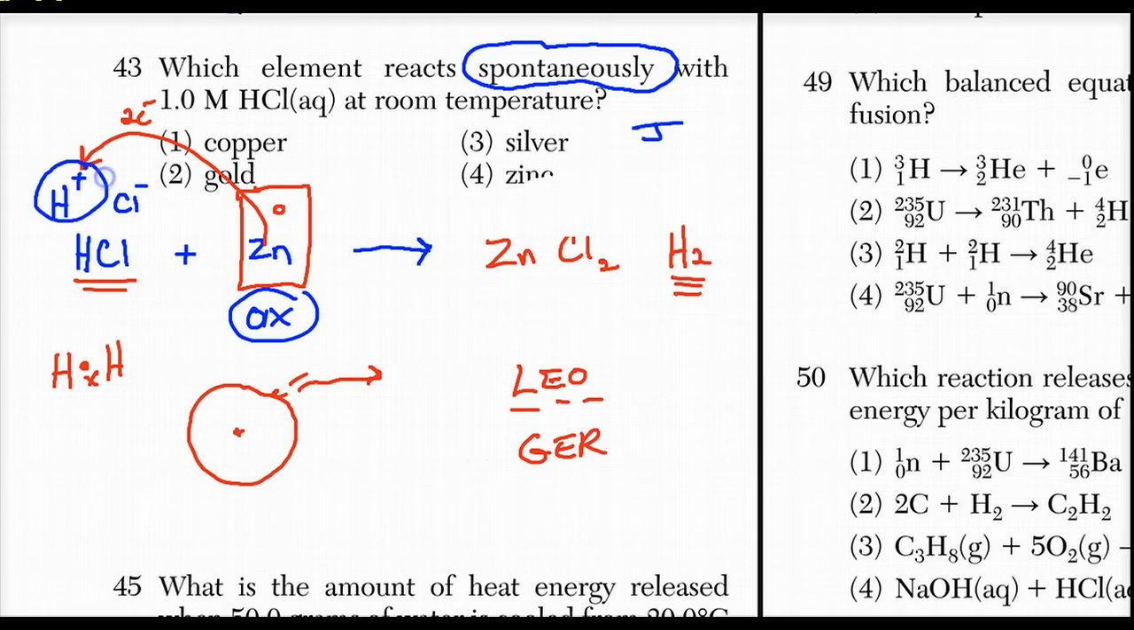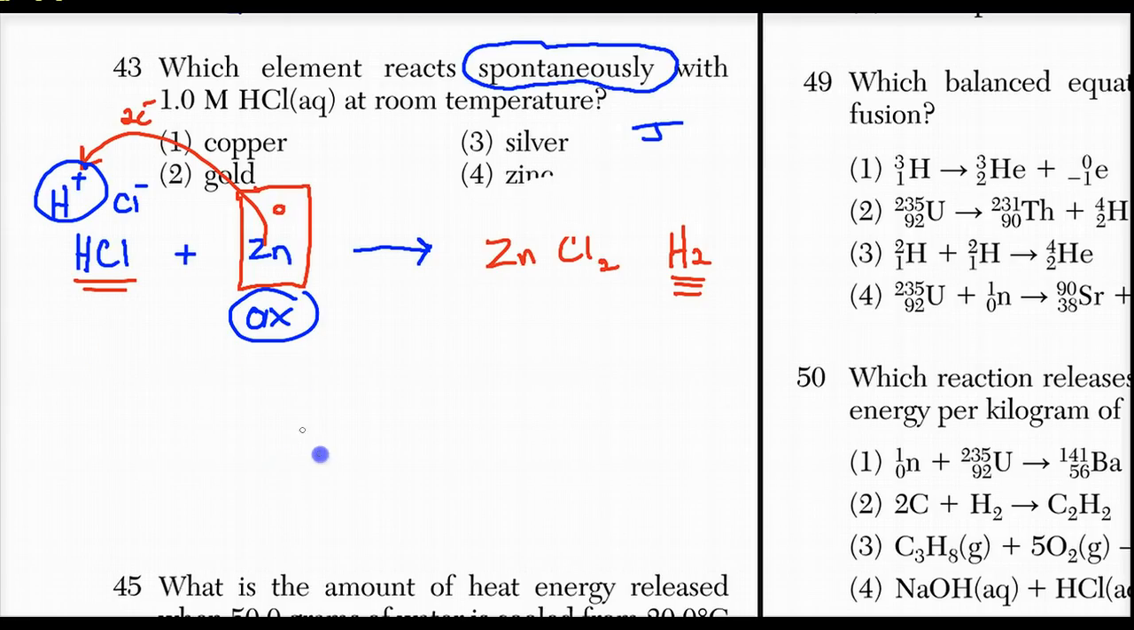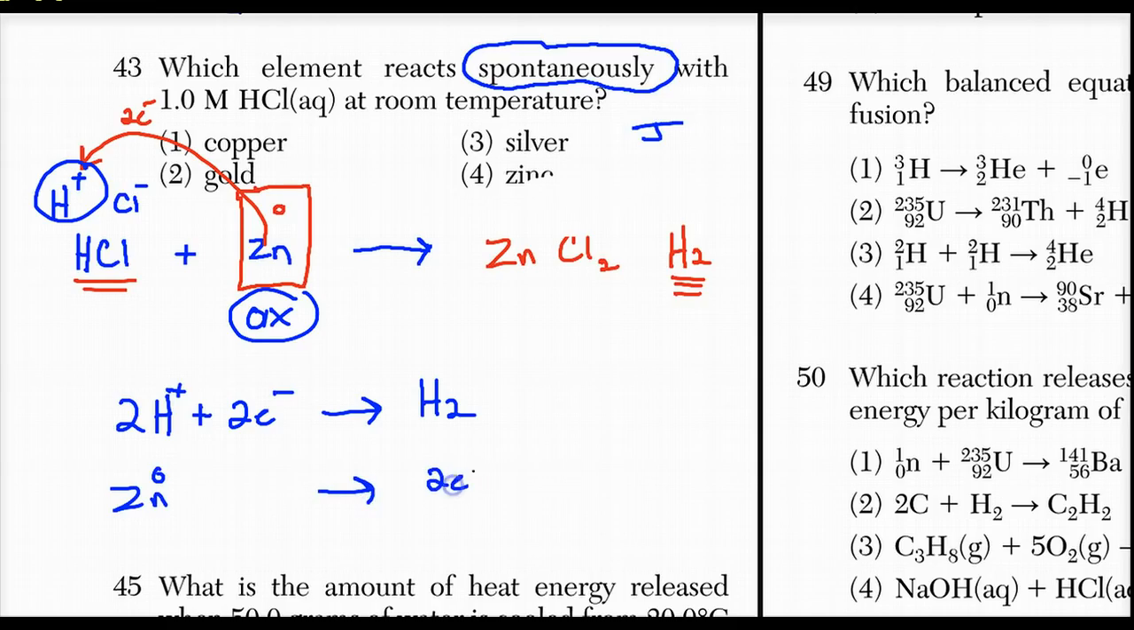H plus is gaining the electrons, and we can write these half reactions if you need to see them, and it's good practice to be able to do this. So what we're saying by this entire process is the H plus, or 2 of them, are going to gain 2 electrons from the zinc, and they're going to become hydrogen gas. And the zinc 0 is going to lose 2 electrons to become zinc plus 2, as only metals can do.